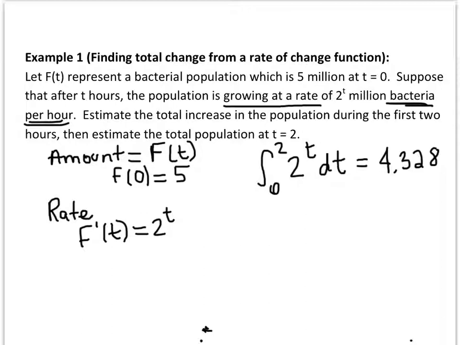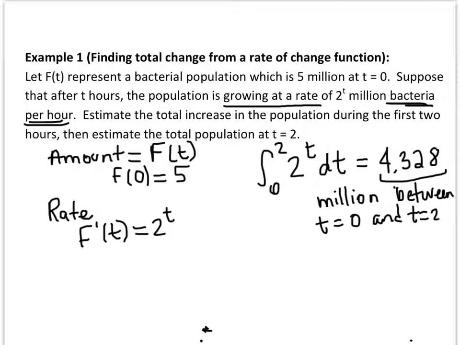Remember to round to 3 decimal places. That's standard on the AP Calculus exam, so it'll be standard for us too. Now let's talk about what this number means. That 4.328 is the new bacteria that's been added to the culture since time 0. So 4.328 is measured in million bacteria between t equals 0 and t equals 2. And I probably should say million new bacteria. So we have new bacteria being added during that time period.